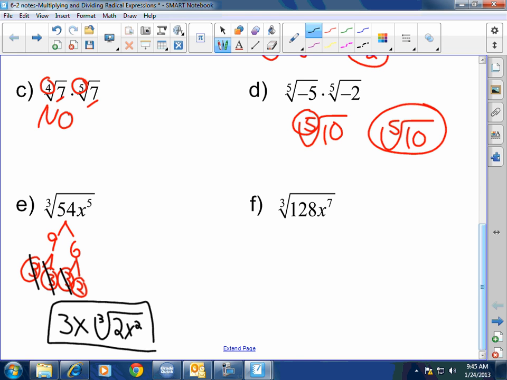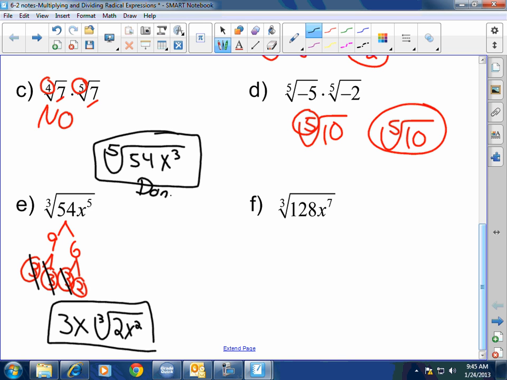The question was, if it was the 5th root of, let's just say, 54 again, x cubed. In this case, guys, when I broke this down, you know that it's 3 3s and a 2. Do I have 5 3s that I can pull out? How many times does 3 go into 5? It doesn't, right? So if I told you to simplify, you're done, because I don't have a set of 5 of anything here. Does that make sense?